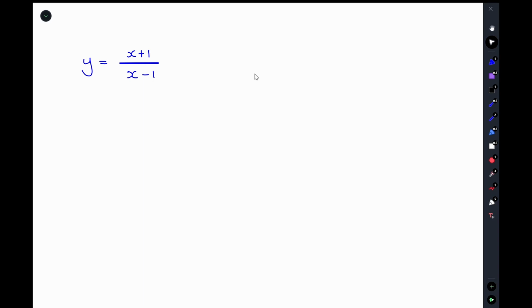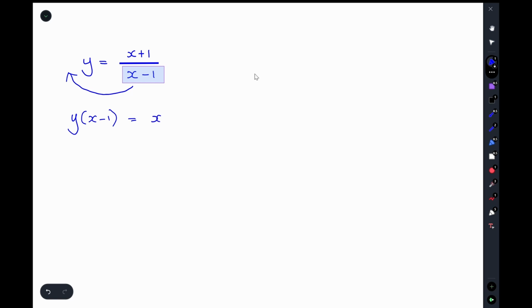So here we have another question. y is equal to x plus 1 divided by x minus 1. Again, we want to make x the subject of the formula. We recognize that we have x within two terms. So one way we can approach this is firstly remove the denominator by transferring it to the left hand side. So divide by x minus 1 becomes multiplied by x minus 1. And now we remain with x plus 1 on the right hand side.